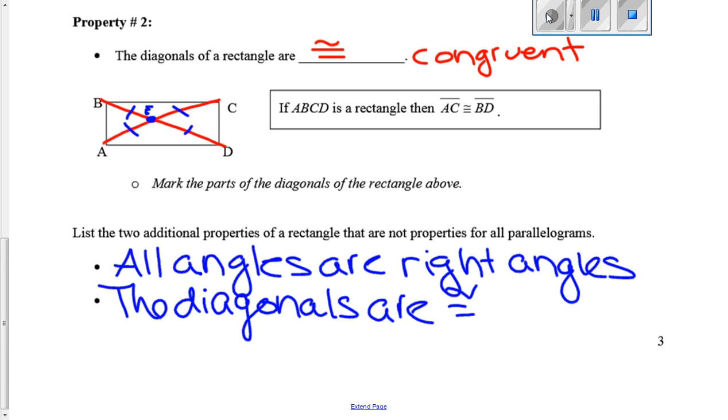Okay, now the 2 properties were that all angles are right angles, or you could say it has 4 right angles, however you want to word that, and then that the diagonals are congruent. Okay, so those are 2 new properties of rectangles.